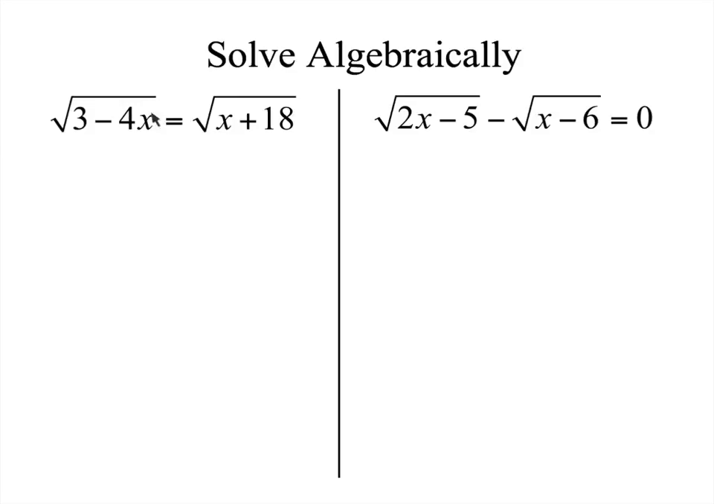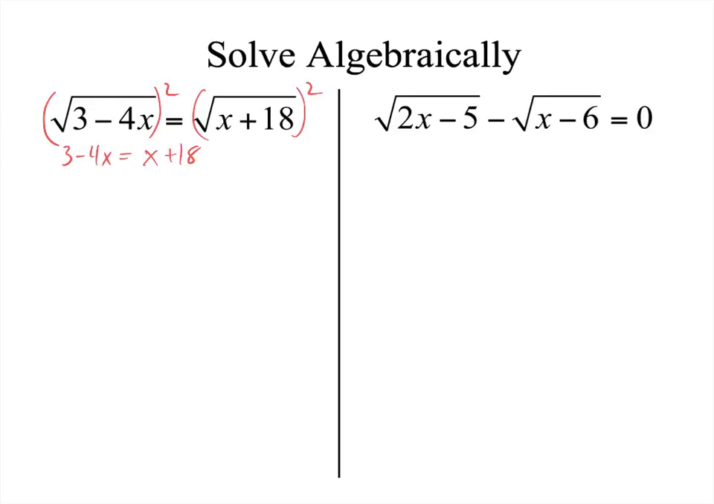So let's solve this algebraically. Since you can't add or subtract anything to each side because you just have square roots, the first step is going to be squaring both sides. So when I square both sides here, I end up with 3 minus 4x equals x plus 18. It's kind of nice. The square roots just disappear.